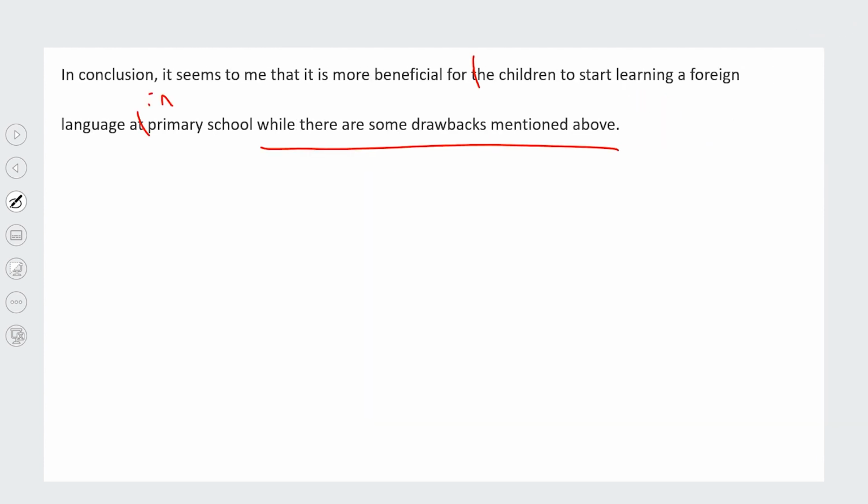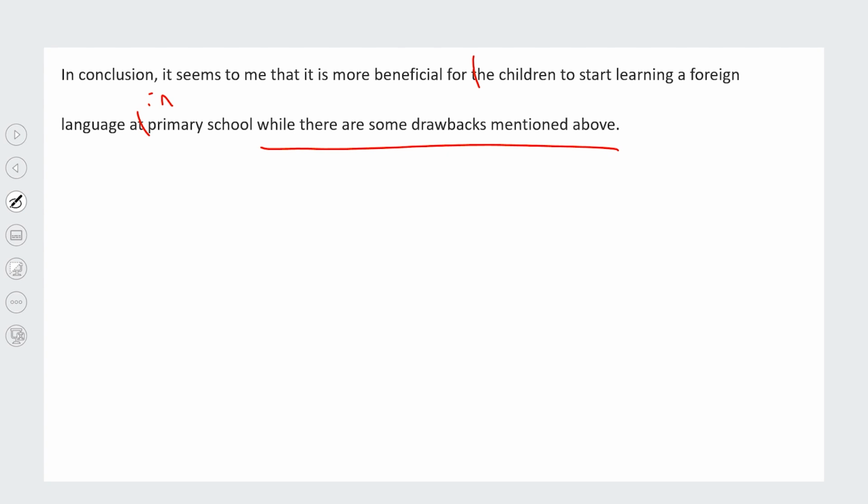And that can be solved with a little bit of planning at the start and thinking about the order in which you're going to put your information. And so then you can start to argue throughout why the advantages outweigh the disadvantages. It's not enough just to say, therefore it's better to learn a foreign language in primary school. You're supposed to be arguing why that's true or why you think that.